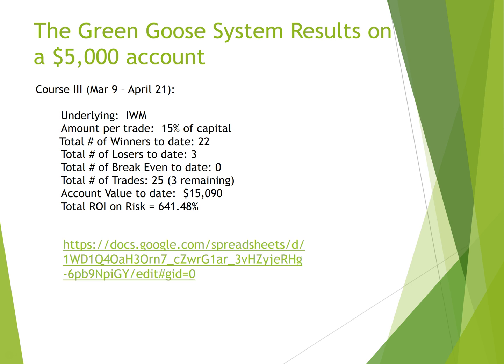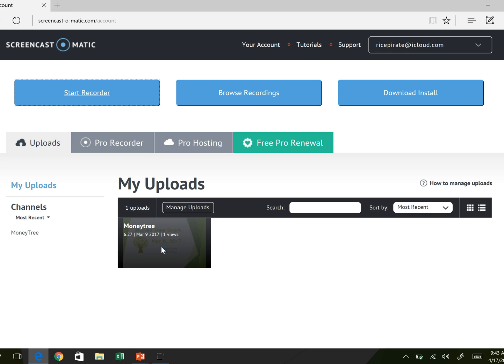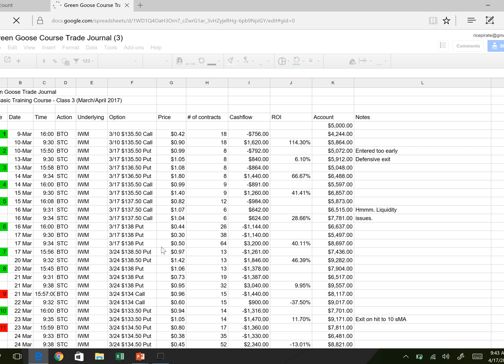We've got a total number of winners of 22 and 3 losers, so that's a huge success rate. We've got 3 trades remaining, but we have tripled that account by using 15% of the capital. Total ROI on risk of 641%. It's absolutely outstanding. So this is the Google Doc, and I do post these results on a weekly basis.